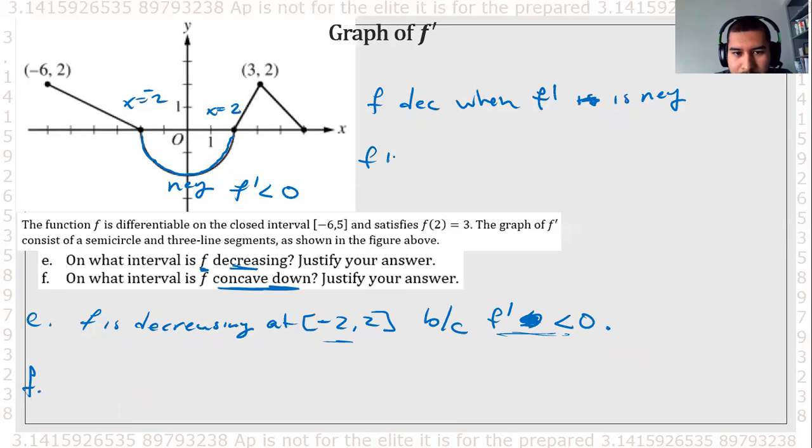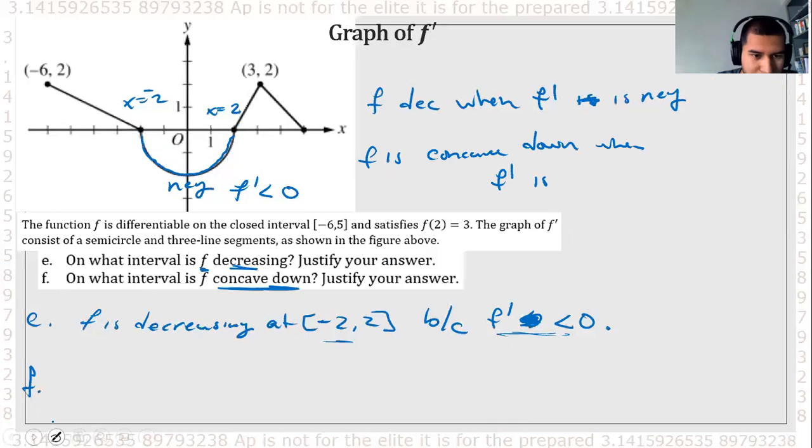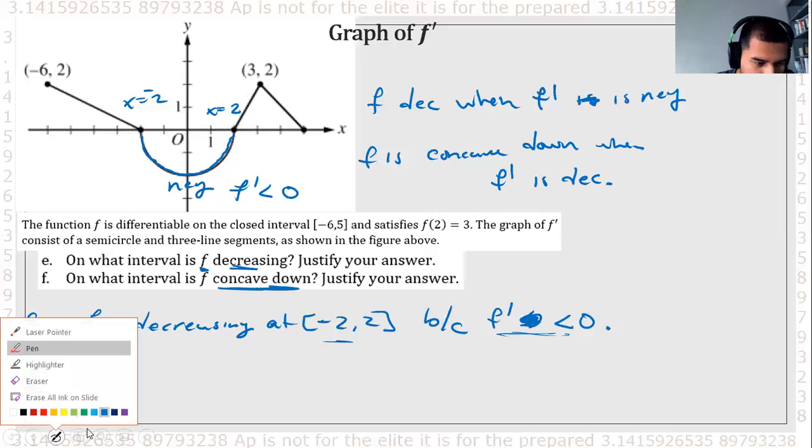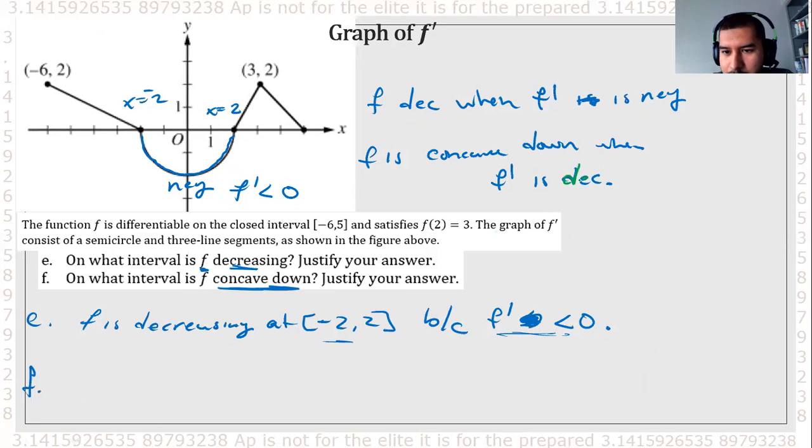So f is concave down when f prime is, did anyone get it? Concave down, right? Concave down when the slopes are decreasing, when f prime is decreasing. So we're gonna look at this right here. Let me pick a different marker, green. So we're gonna see when this function is decreasing.